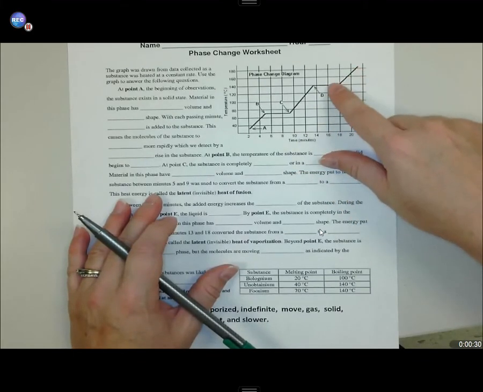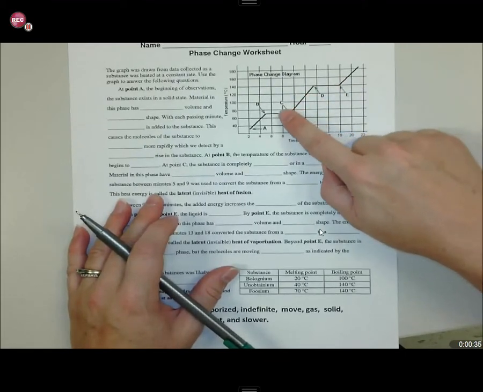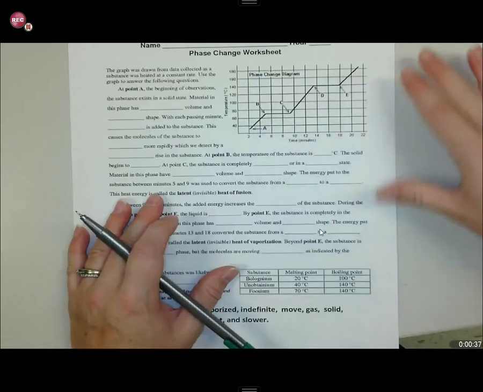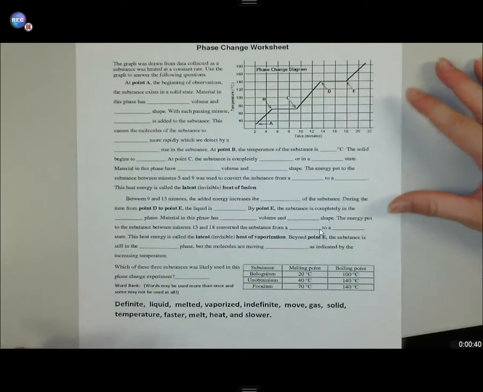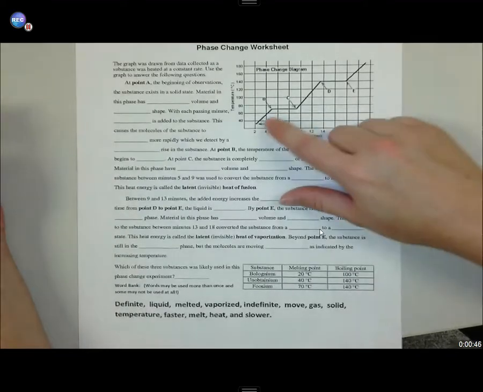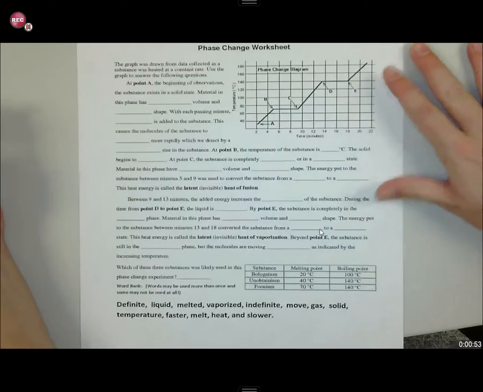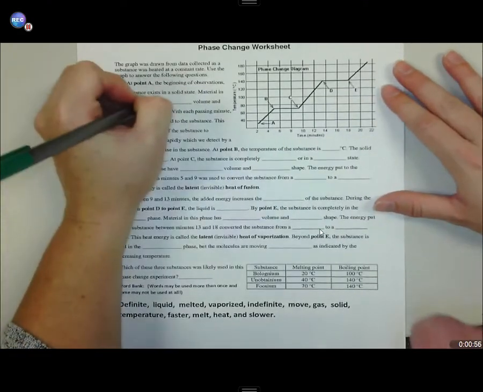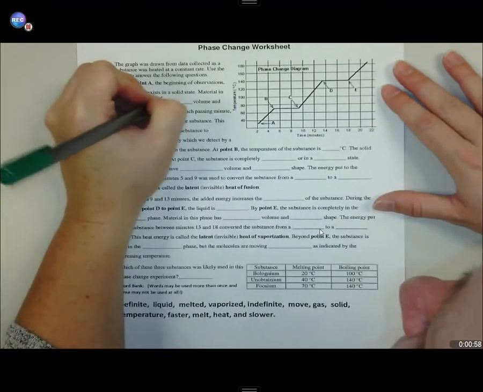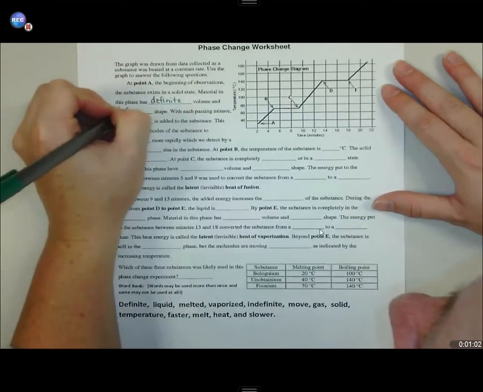If you went backwards, it would be the opposite: gas, plateau, liquid, plateau, solid. So you are going to answer this using the word bank below, and they can be used more than once, and some might not be used at all. So at point A, at the beginning of observations, the substance exists in a solid state. Material in this phase has definite volume and definite shape.